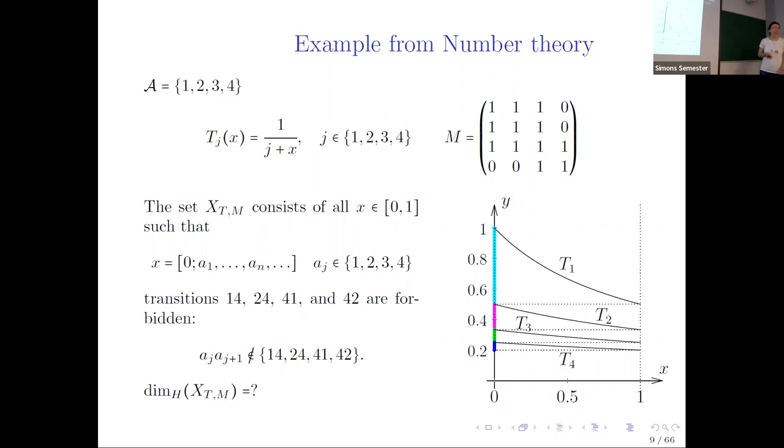Of course, the question is, would it be so easy to compute the Hausdorff dimension of this set now? Does this example have some particular significance, or is it just a randomly chosen matrix M? It's not exactly randomly chosen, but the significance of this will probably appear in about an hour.